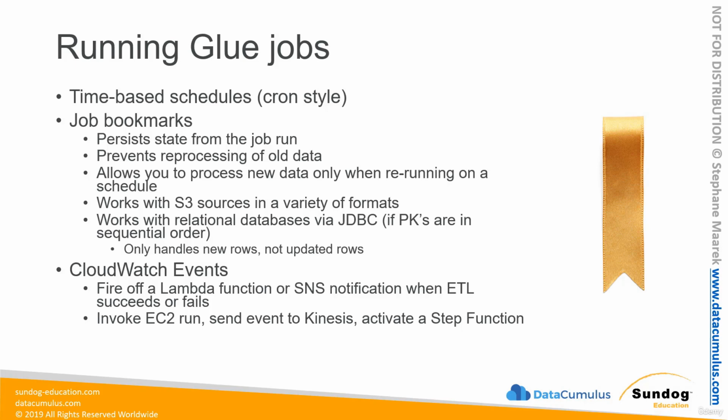Also, CloudWatch events. So you can fire off a Lambda function or an SNS notification, whatever you want to do when an ETL job in Glue succeeds or fails. So Glue integrates with CloudWatch to keep track of what happened and to potentially notify you based on chained events through SNS or Lambda, whatever you want to do when that job succeeds or fails. Once that happens, you can invoke an EC2 run to do further processing, send the event on to Kinesis, activate a step function, whatever you might want to do. So just keep in mind, using CloudWatch, you can tie together Glue with other systems like EC2, Kinesis, or AWS Step Functions.